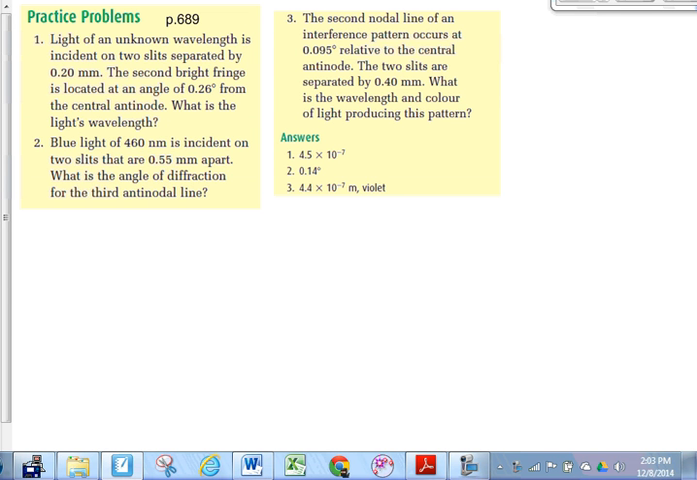Number 1 talks about the second bright fringe measured from the central antinode. Bright fringe, antinode, same thing. Third antinode, bright spot. Question number 3. The second nodal line is measured from the central bright spot. Central bright spot. First bright spot. Second bright spot. The second nodal line is right here. What's the n for that one? 1.5. So be careful of that, okay?